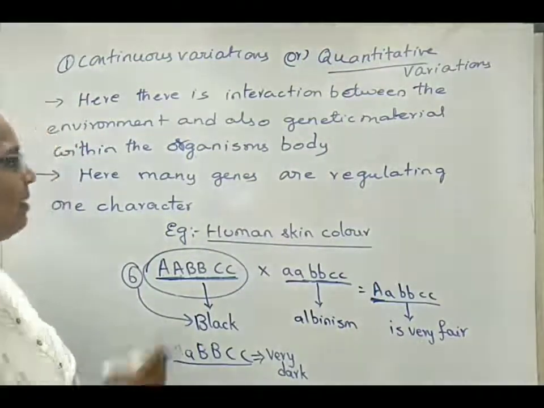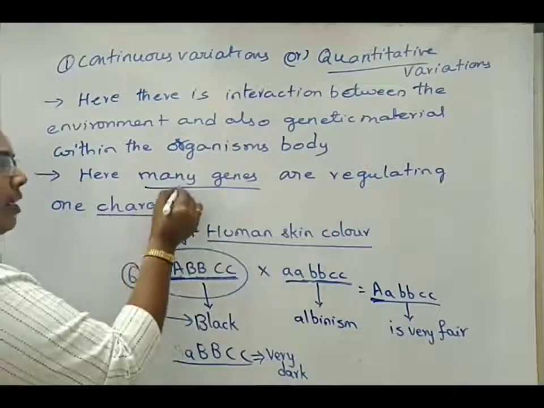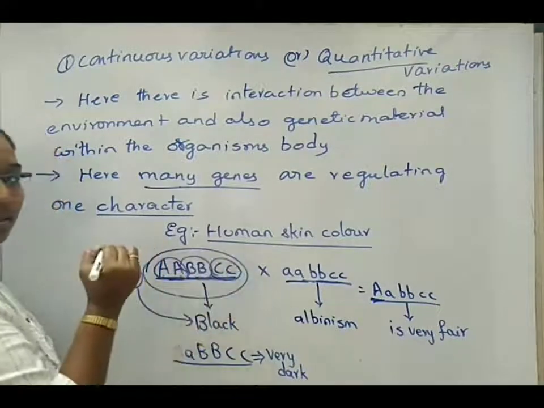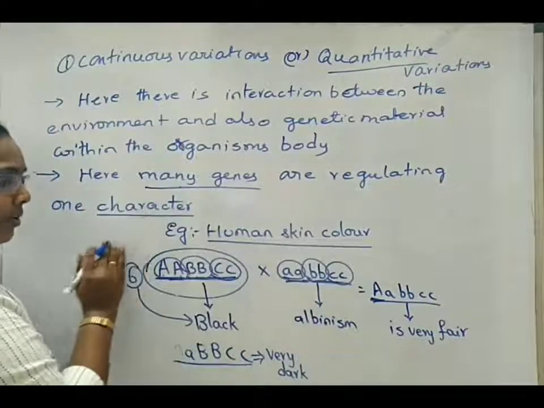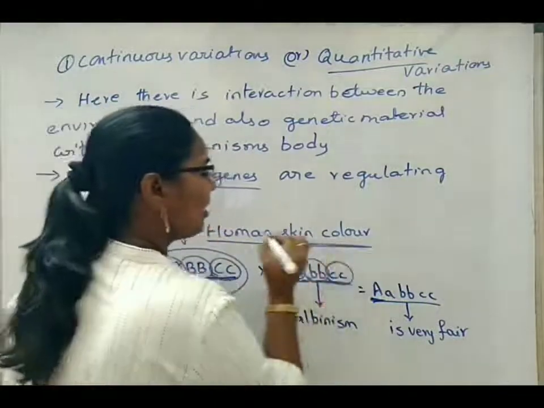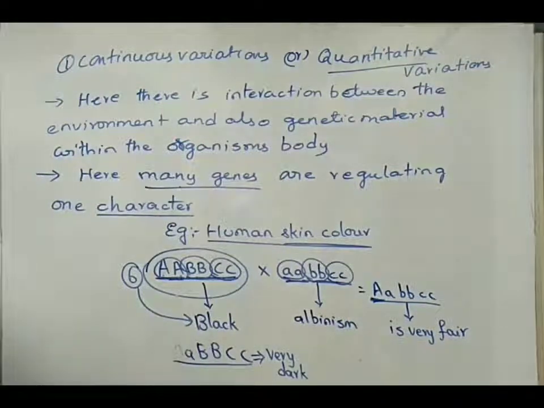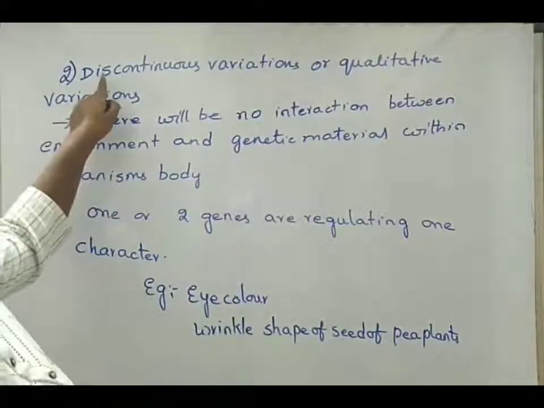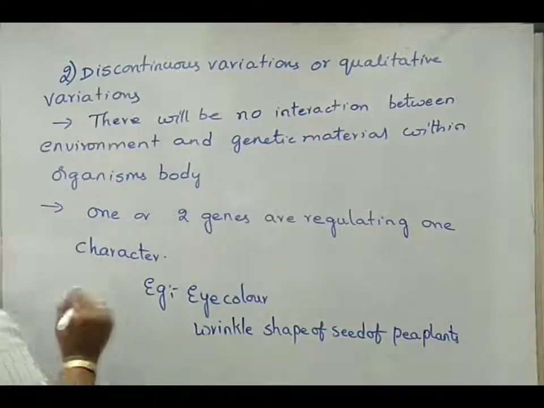As I have said, many genes are regulating one character. What are many genes? These are considered as one gene, another gene, another gene. So many genes are controlling what? This character is nothing but human skin color. So this is about quantitative variations or continuous variations. Now there is another one, the discontinuous variations or qualitative variations. What does it mean?